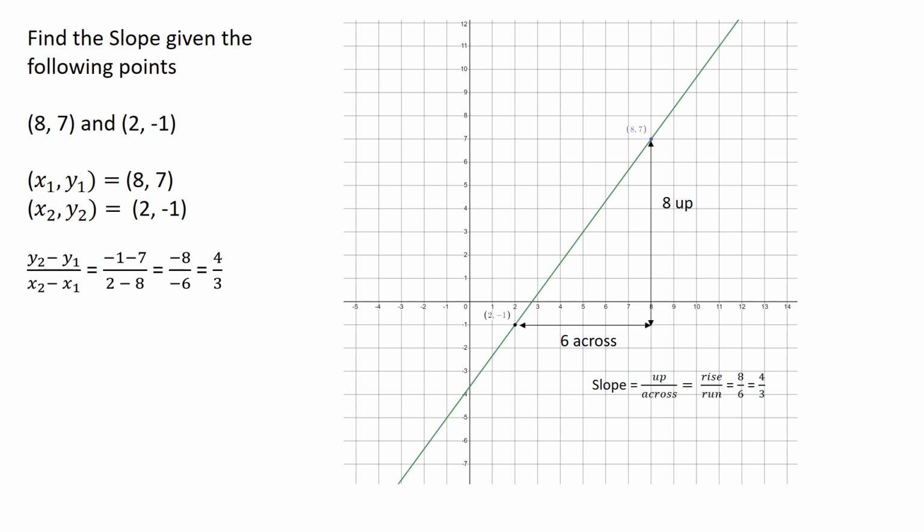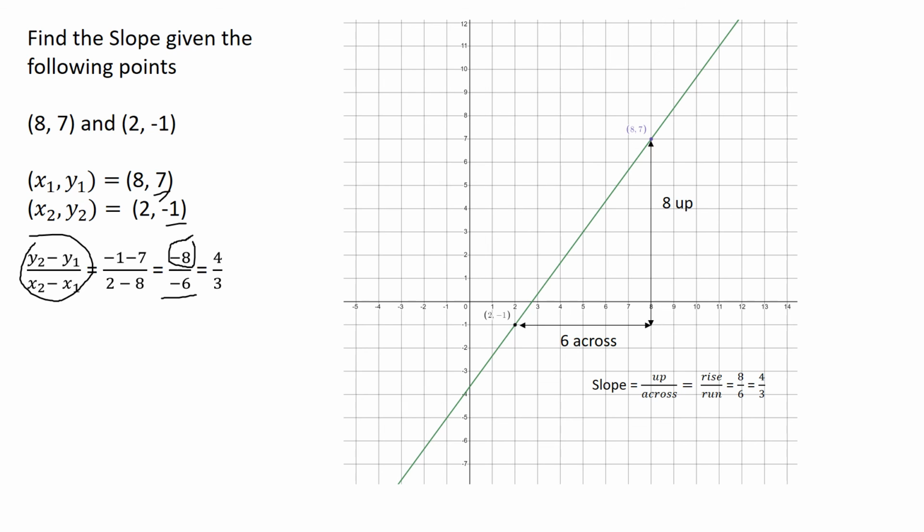Now, I can just give you 2 points and find it. 8 comma 7 and 2 comma negative 1. We'll call my first point x1, y1, which is 8 and 7, and x2, y2, 2 comma negative 1. Those are the coordinates. y2 minus y1 over x2 minus x1. Let's just plug into this equation right here. So my y2 is negative 1, my y1 is 7, negative 1 minus 7 is negative 8. My x2 minus x1, 2 minus 8 is negative 6.